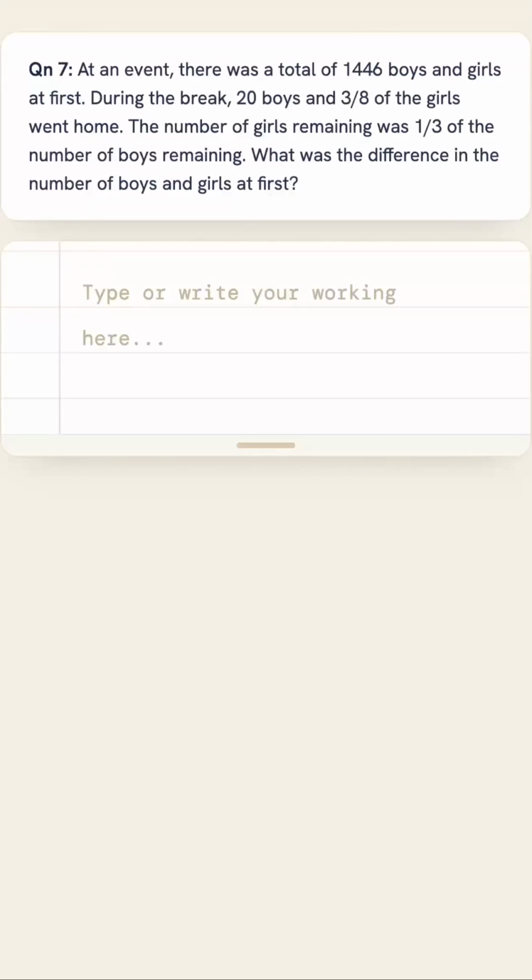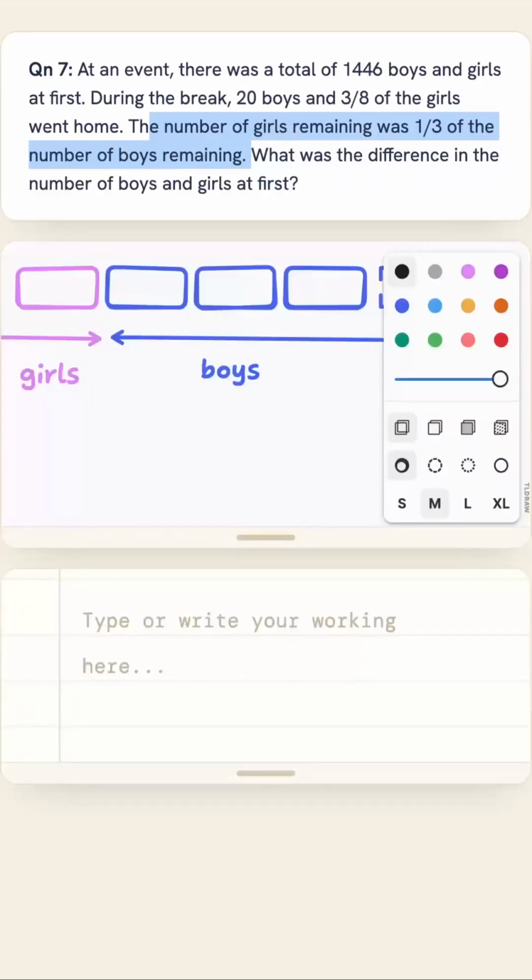Alright, so if you were to draw the models for this, we usually want to start from the last or second last statement. So in this case, the number of girls remaining was 1/3 of the number of boys. So can you guess how many units for girls and for boys? If you guessed the girls is 1 unit and the boys is 3 units, then you're right. So it looks something like this.